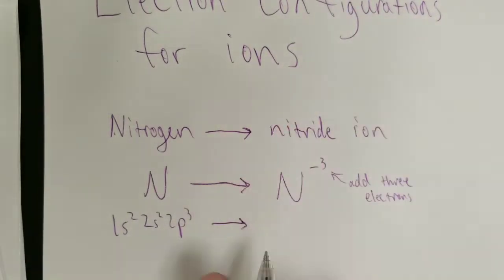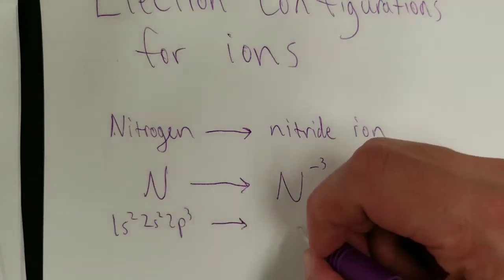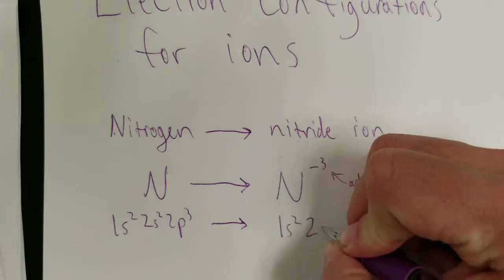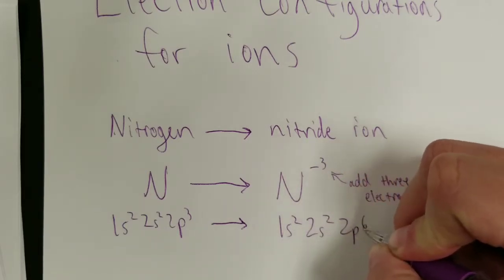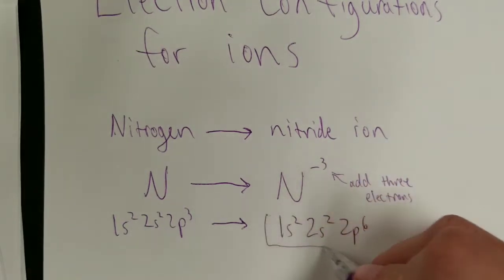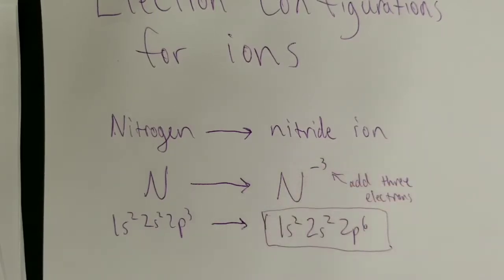It becomes an ion when you add 3 electrons. We add the 3 electrons here. 1s2, 2s2, 2p6. So that would be your final answer. That's the electron configuration of the nitride ion.